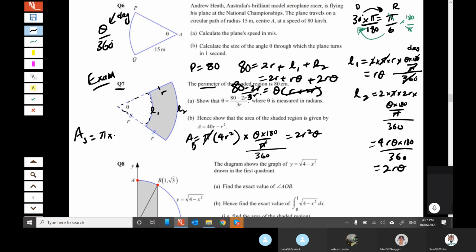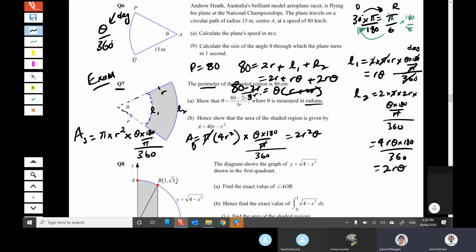Theta. Pi times r squared times theta over... you can't just say theta over 360, because theta is in radians. Oh, okay, it's not 30 degrees. Because it's in radians, you've got to change it from radians to degrees. So theta times 180 over pi. Now you're in degrees.